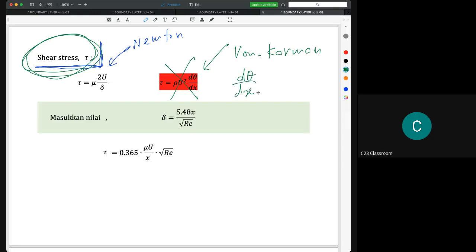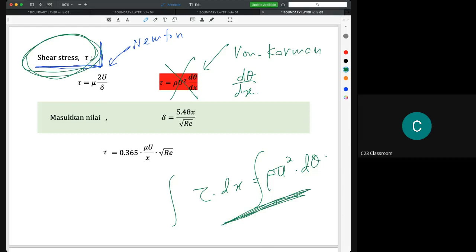You may use von Karman actually, but you need to write like tau dx equal rho u square d theta, and then you need to integrate both sides and so on and so forth. Then you could get the same value, because this is actually a very not complicated, but it takes time to solve it. Usually people will use equation from Newton, because equation from Newton it's already in equation form.